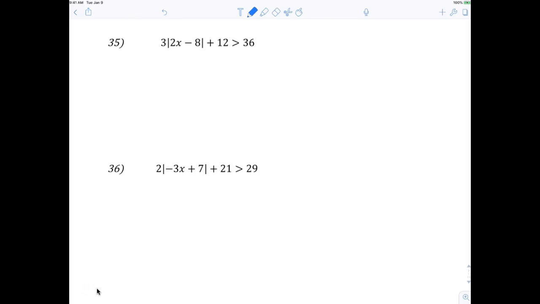Isolating the absolute value. First thing you need to do is what? Subtract 12. Then after you subtract 12, you can do what? Divide by 3. Some of you guys can do your mental math. You can probably subtract 12 and divide by 3 in one step. But side by side, set them side by side. Well, this should be a breeze for some of you.